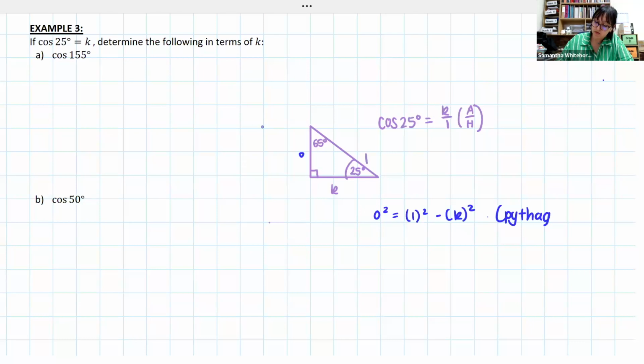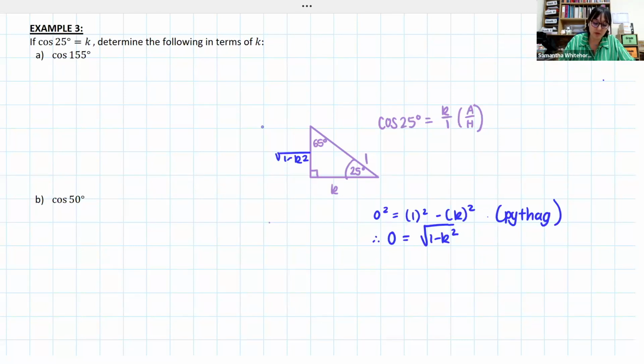Now, obviously, we don't want opposite squared, we want opposite. So your opposite side is equal to the square root of 1 minus k squared. So now we know all three sides of our triangle, and we can go and answer the questions.